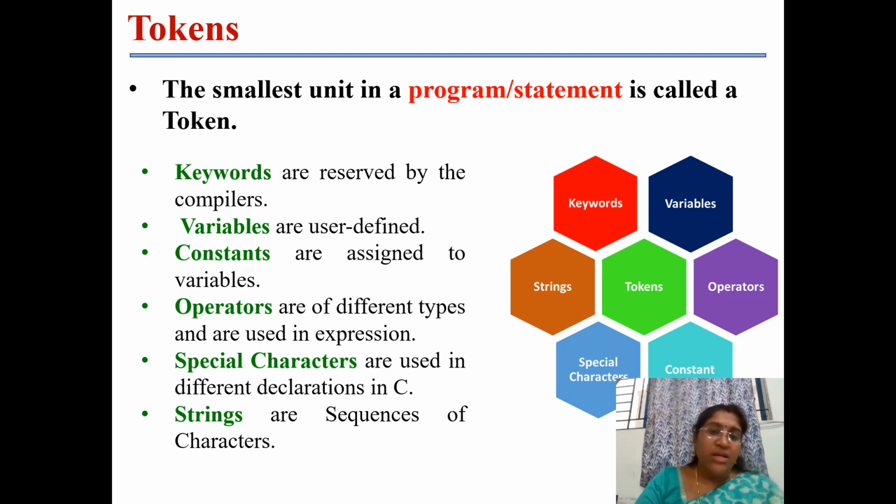Variables are names used to identify variables, functions, arrays, etc. Constants are fixed values that do not change during program execution. Operators are symbols that perform operations on variables and values. Examples: plus, minus, star. Special characters are used for structure and syntax. Strings are a sequence of characters.